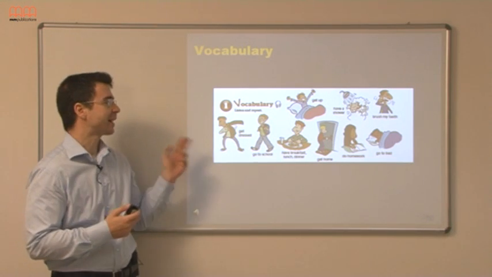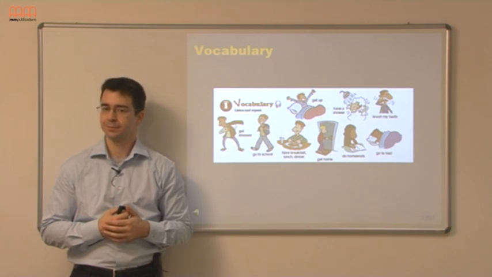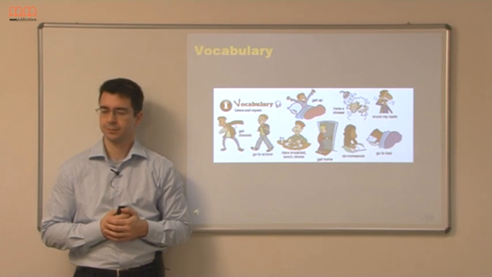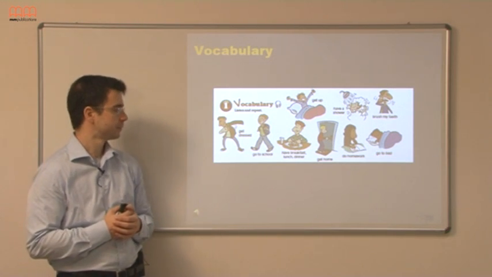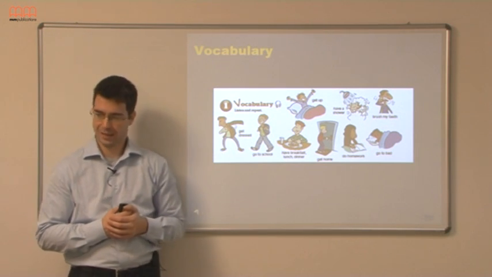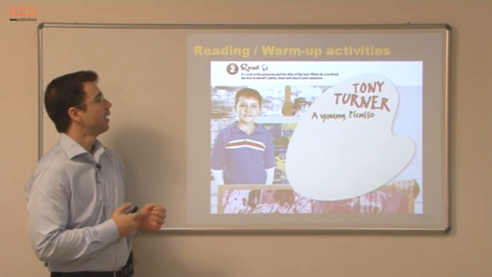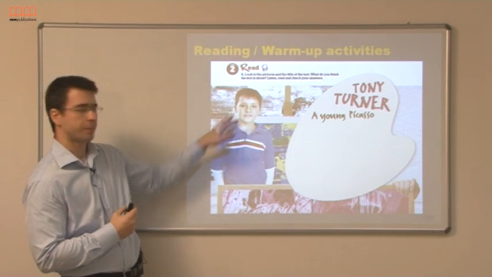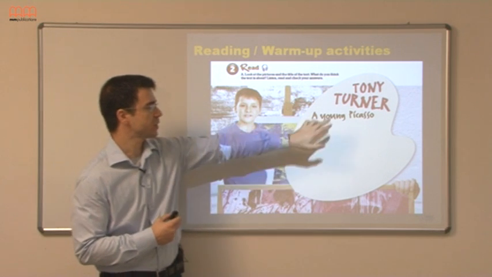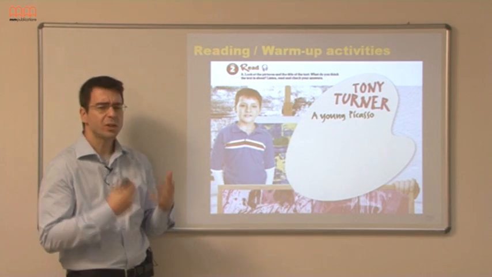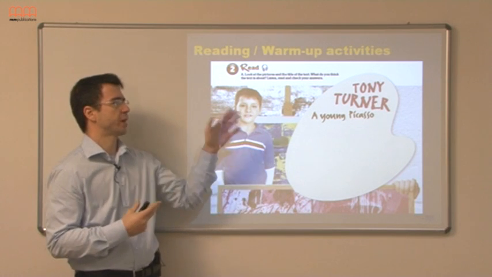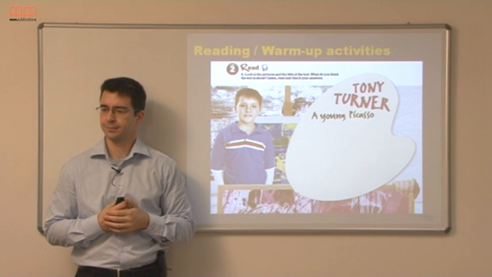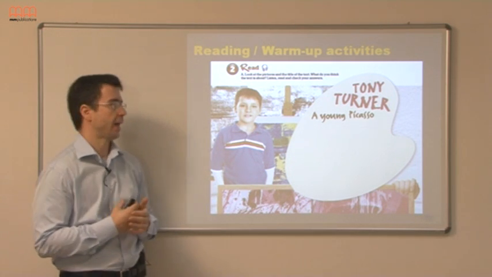Okay, so which of these activities do you do every day? I get up at 7 o'clock, I get dressed, I have breakfast, and I go to school. Okay, very good. Let's go on to the reading activity. Take a look at this picture and have a look also at the title. What do you understand by looking at this picture and this title? That this boy is probably Tony Turner. Okay, very good.